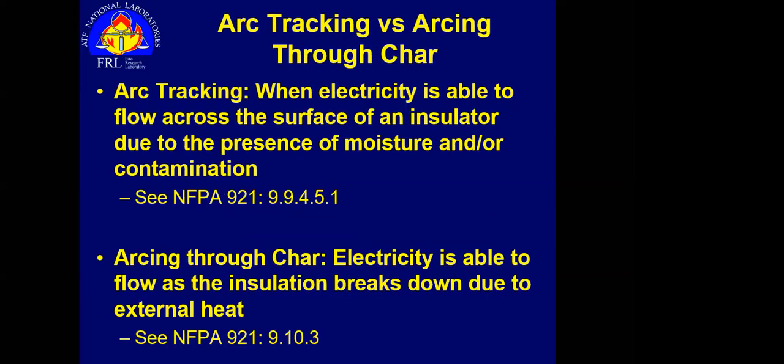921 talks about arc tracking and arcing through char. That defines them both. So arc tracking is when we have electricity flowing across the surface of an insulator. That's usually because we've got corrosion, contaminants, moisture, or a mixture of the above. And arcing through char is we have some sort of external heating that breaks down the insulation. So arc tracking is the electricity causing the carbonized path. Arcing through char is external heat causing the carbonized path.